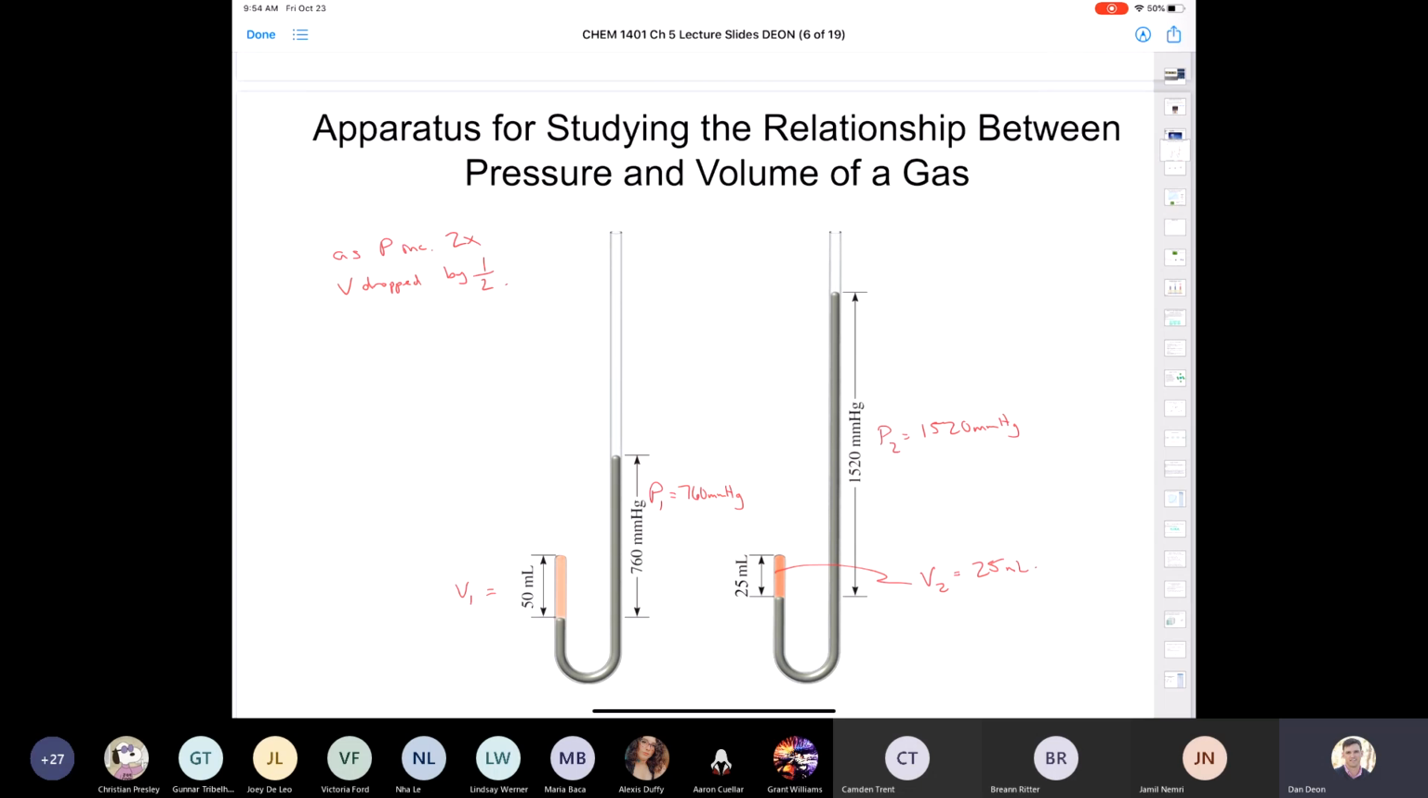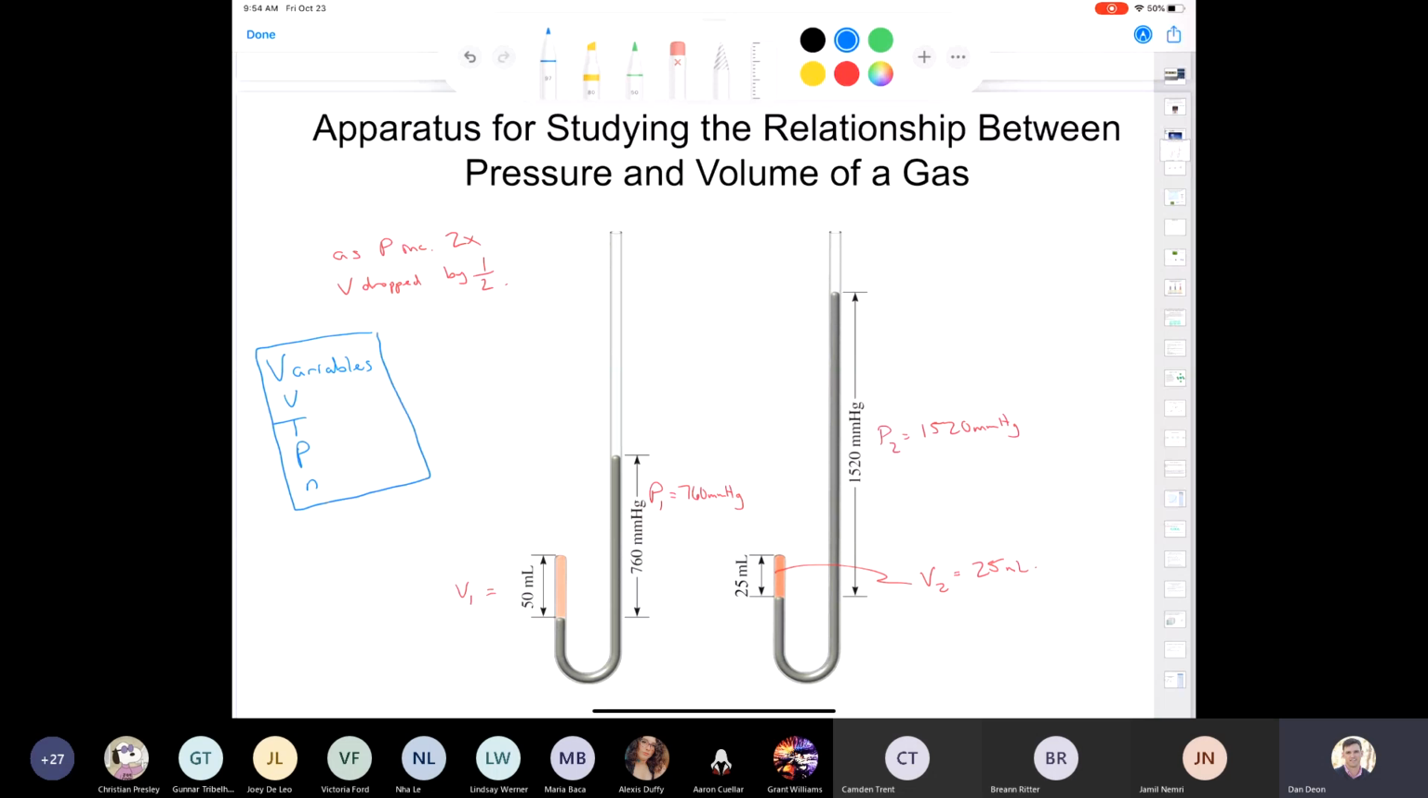Do you remember the variables that I talked about maybe 4 or 5 slides ago? The variables that I said we were going to look at when we were going to study a gas were volume, temperature, pressure, and number of moles. Now notice that in this very simple experiment, we're looking at volume and pressure. That tells me that if I'm only examining those 2 variables, then temperature and number of moles are constant. I am not messing around with those whatsoever.